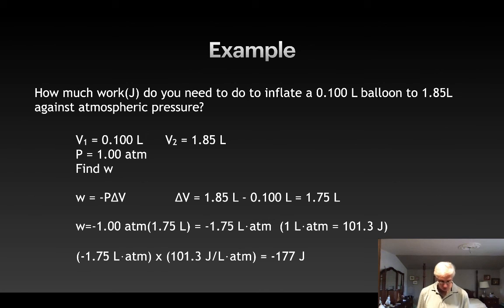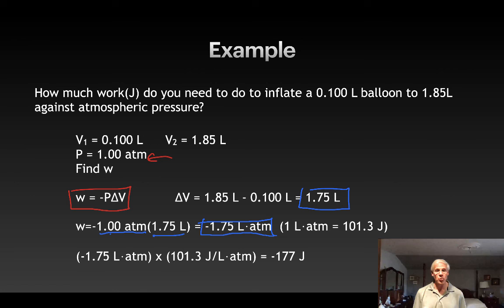So once again, let me go through that because I'm not sure I explained it very well. We've got our work is equal to negative P delta V. We have our P right here, 1 atmosphere. We have our delta V right here, 1.75 liters. Our work is equal to negative P delta V, so we have negative 1 atmosphere, that's our P, times our delta V, 1.75 liters. And so the work done is negative 1.75 liter atmospheres. So what that means is that it did work on the atmosphere, and it moved the atmosphere out of the way, so the balloon did work here.